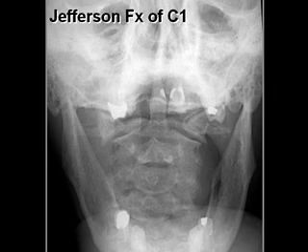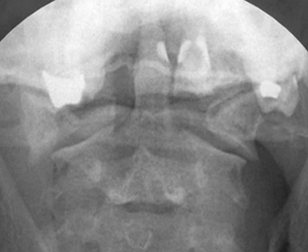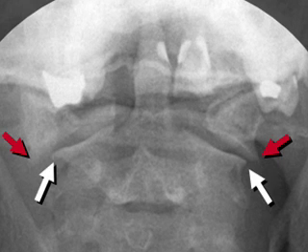This is a Jefferson's fracture of C1. The red arrows are pointing to the lateral masses, right and left, of C1, which both are offset laterally compared to the outer edges of the lateral masses of C2. When you see this on a frontal open mouth view of the cervical spine in someone with trauma, this indicates the presence of a burst fracture or Jefferson fracture of C1.